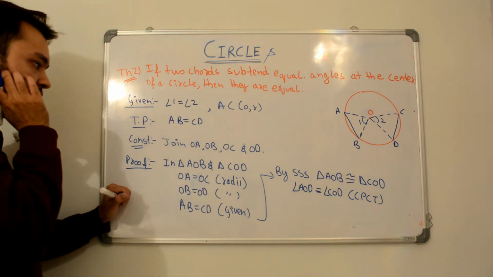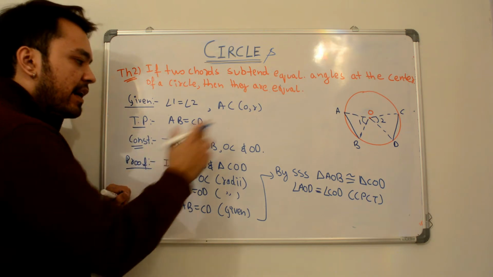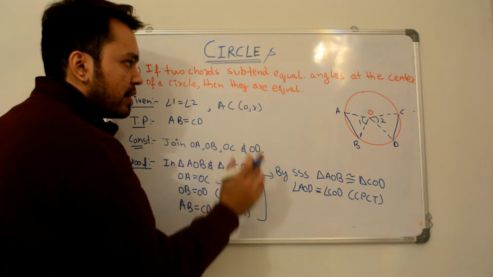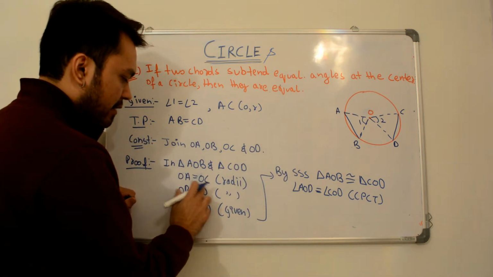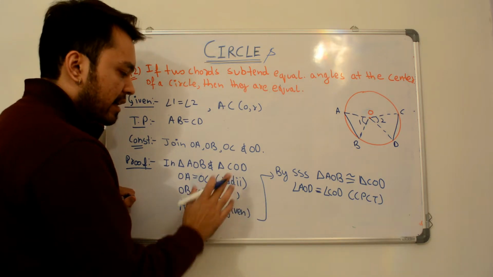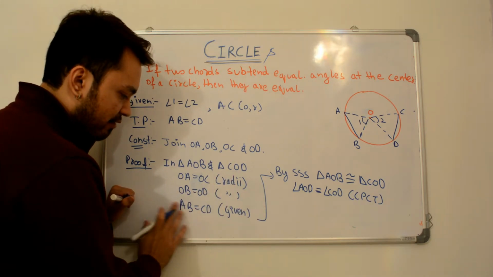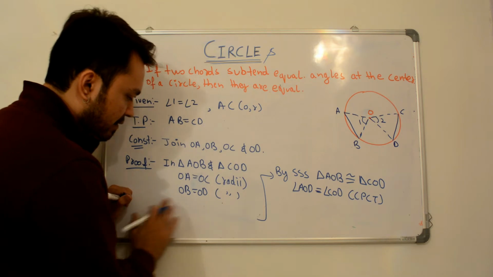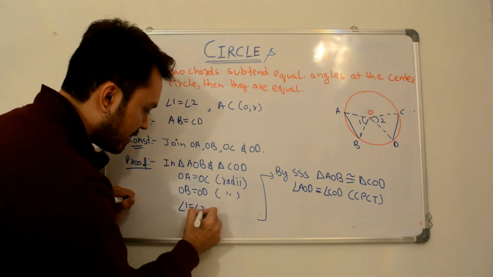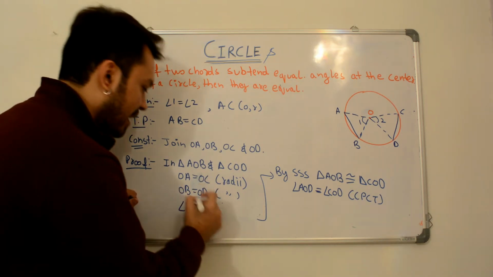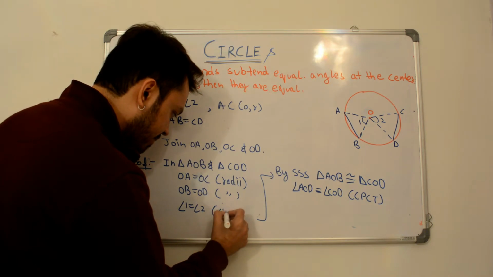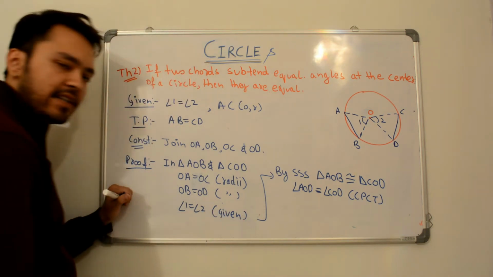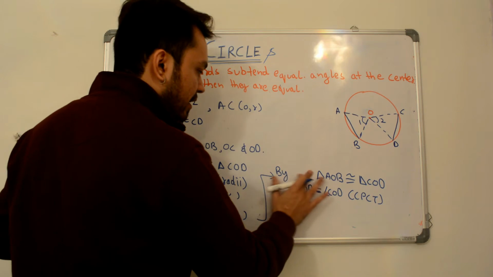Now what we need to change is, construction will be same. Again, in triangle AOB and COD, AO is equal to OC, OB is equal to OD, they are radii. But since this we have to prove, we can't use this. Instead of this, we will use angle 1 is equal to angle 2, that is given to us, right? And over here, our condition will change.